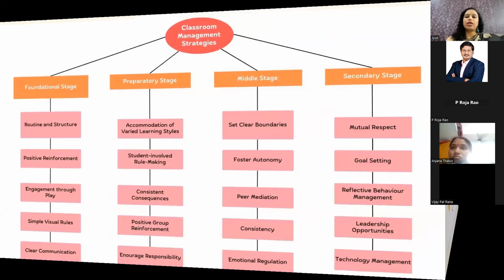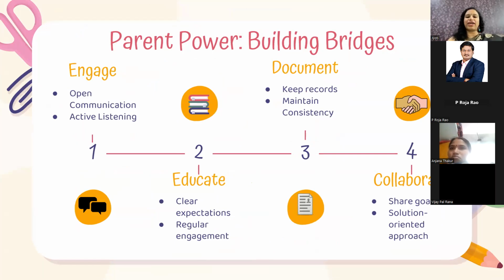So next. Often we think that parents are that X factor, that influence your classroom from outside. So in order to make sure that we are building bridges, there are four basic steps. It's very simple, actually. One, engage. Have open communication and listen actively. They will have some very wise things to say. Don't listen for the sake of listening. Second, educate. Like you put the expectations clearly for your students, put them clearly for your parents as well, and make sure that there is regular engagement so that they know what is going on in school.